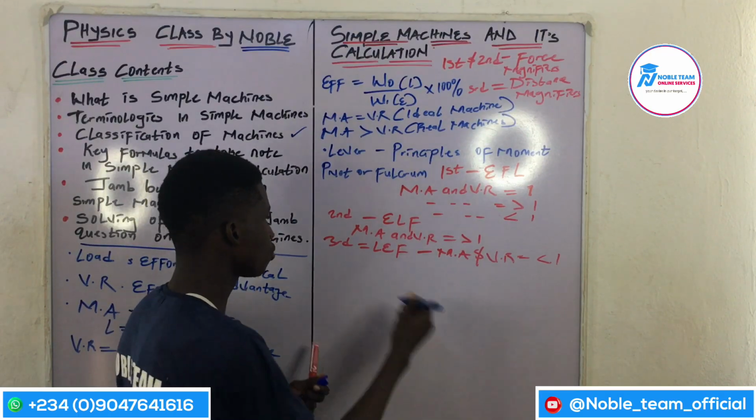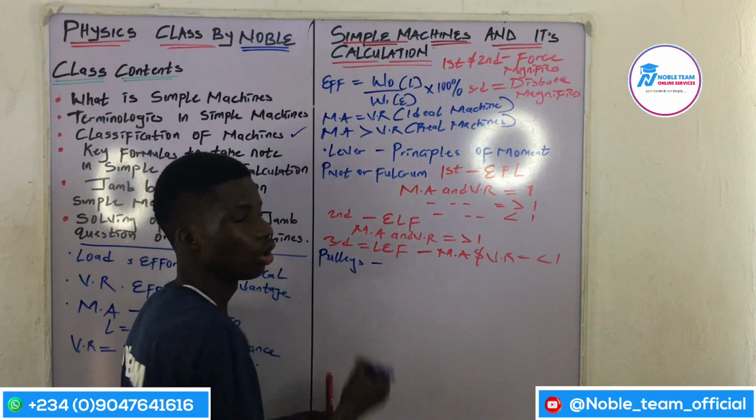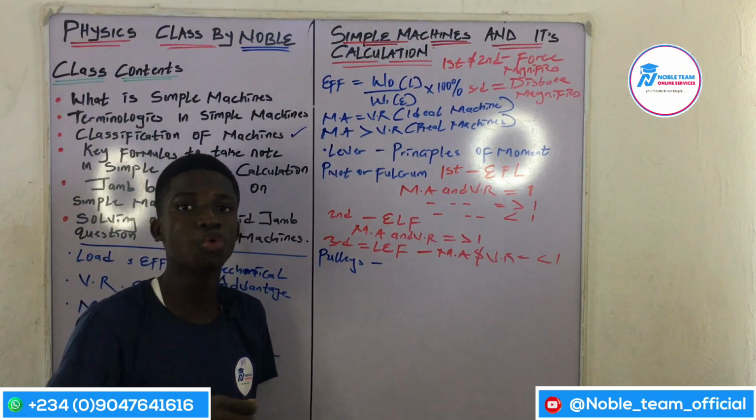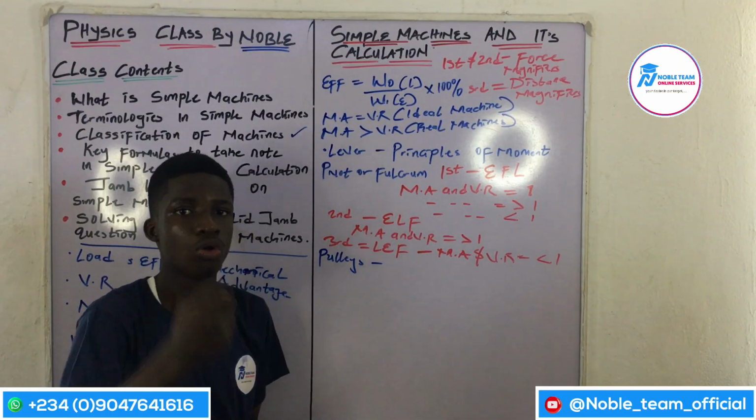Now the next one I want us to look into is the pulley system. Now, what is pulley, or rather pulley system? Pulley system is a type of machine that is used to raise or lower heavy load. That is used to raise or lower heavy load.